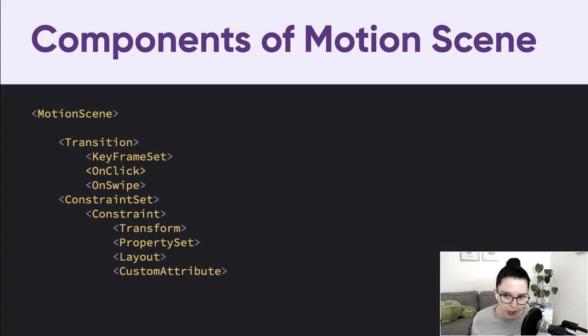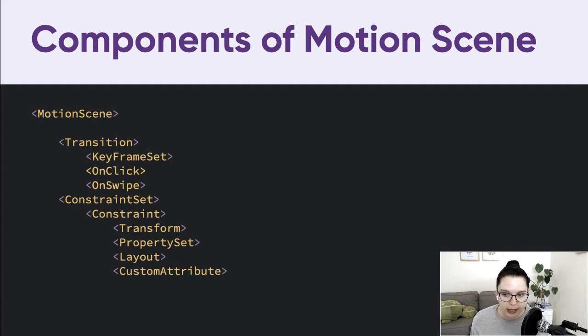We have a transition tag. Inside a transition, we can have a KeyFrameSets. We can also have an on-click listener and an on-swipe if we wanted to. And then we also have the constraint sets. So a motion scene can contain different constraint sets, which I'll talk a little bit more about in a bit.